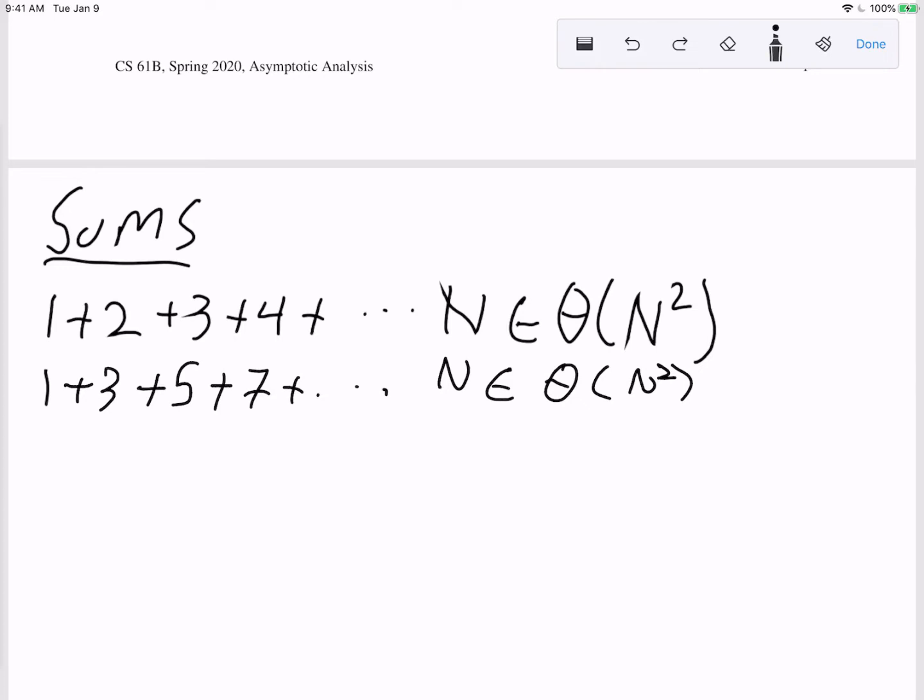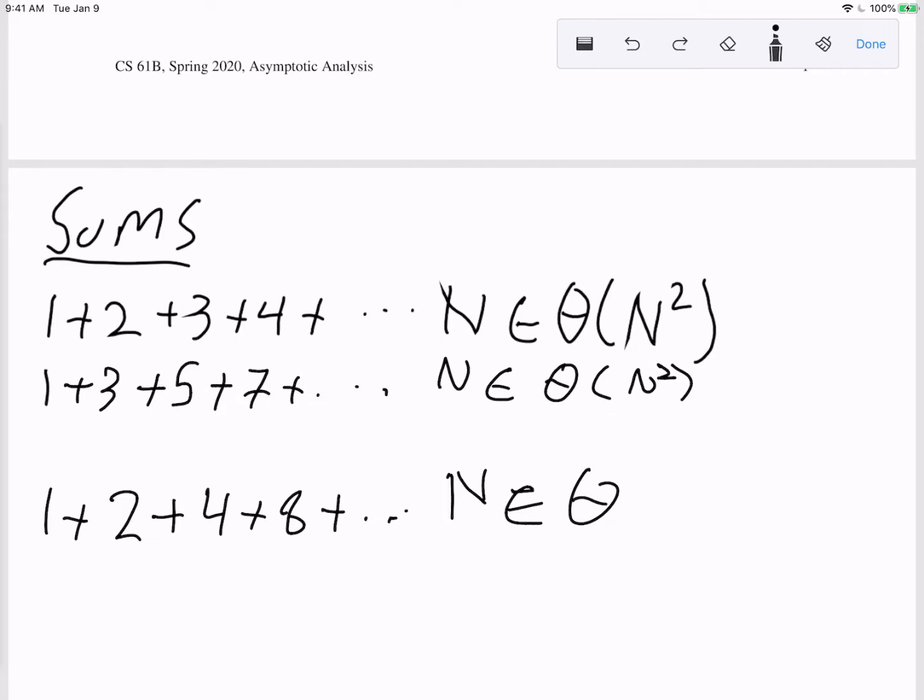Now let's look at the other sum. It's the geometric sum. It's going to be 1 plus 2 plus 4 plus 8 plus ..., n. And that's going to be theta of n. The reason that this one is n and not n squared has to do entirely with the fact that this is a geometric sum.